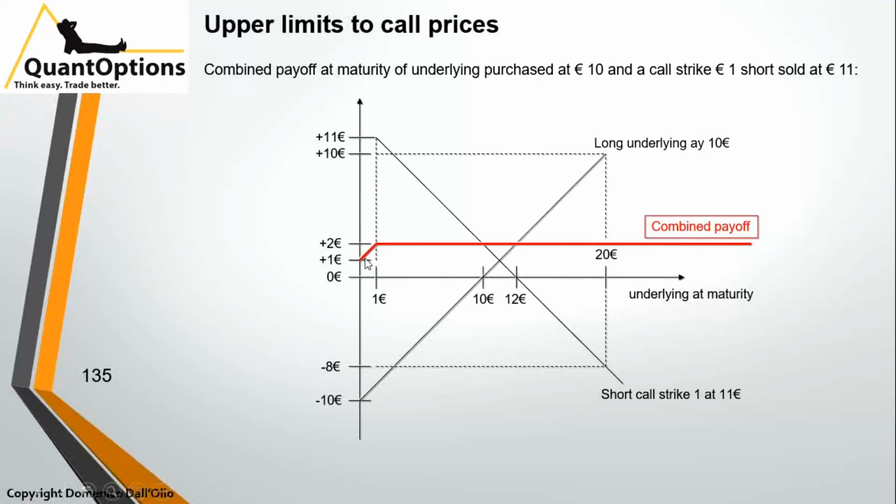What if the company goes bankrupt? We lose all the money invested in the stock, 10 euros. What happens to the call 11? We keep 11 euros because the option is out of the money. So we keep 11, we lose 10, the final balance is plus 1.